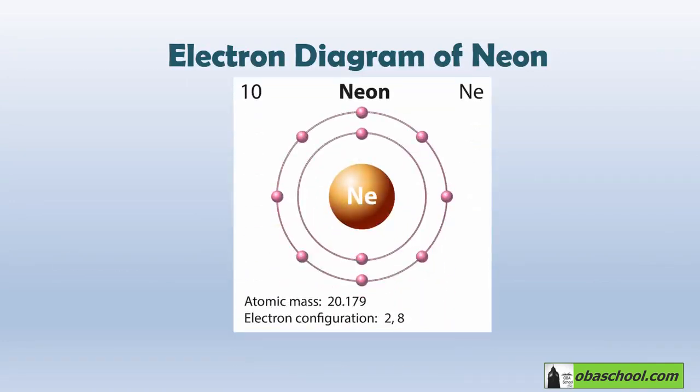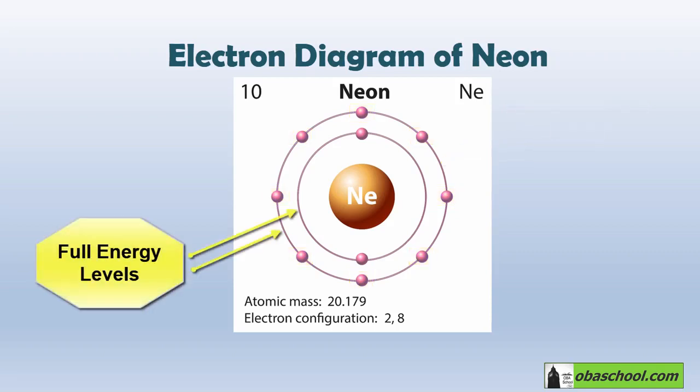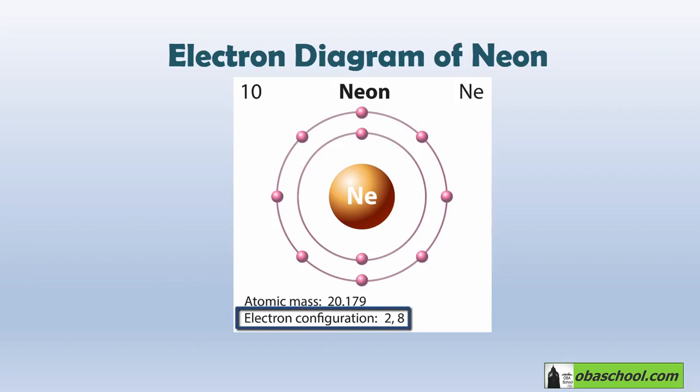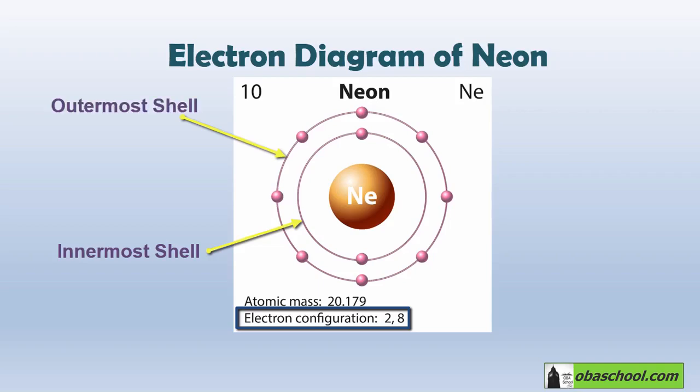So we will place in the first energy level 2 electrons, and the remaining 8 electrons will be placed in the second energy level. And as you can see, neon has full energy levels. The electronic structure of neon is as follows: 2, 8. 2 is the number of electrons in the innermost shell, while 8 is the number of electrons in the outermost shell.